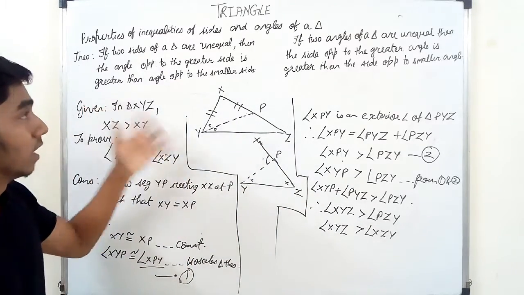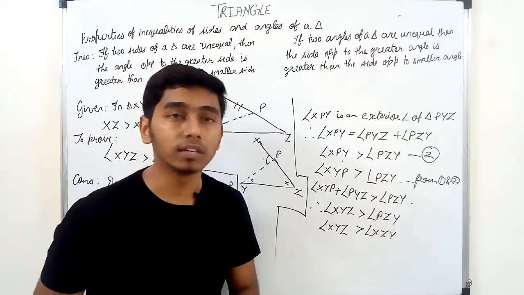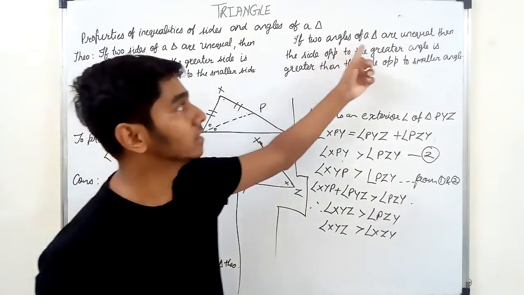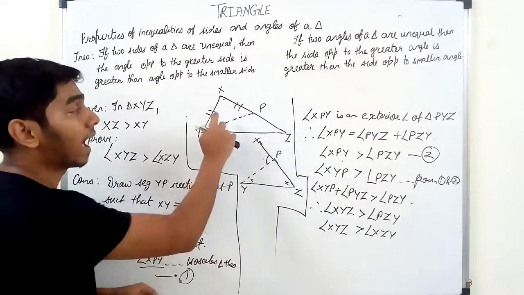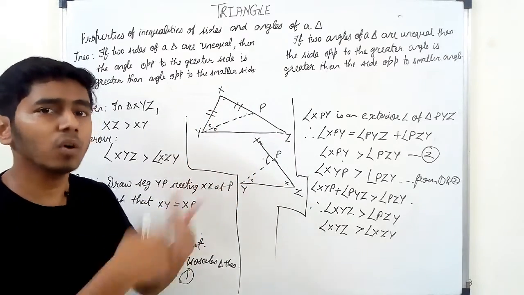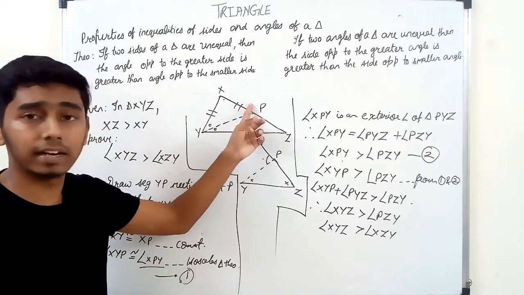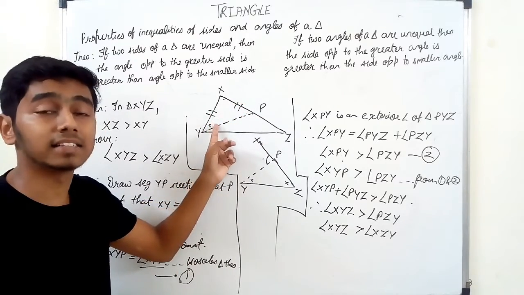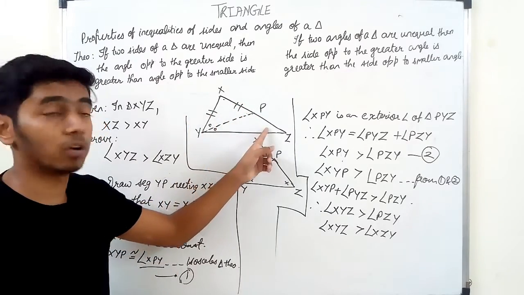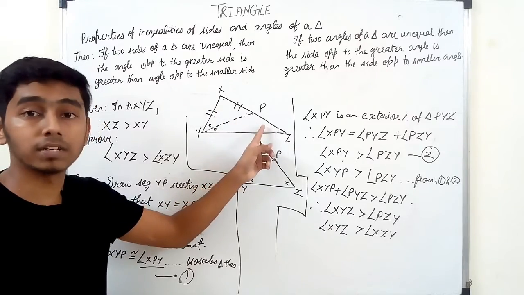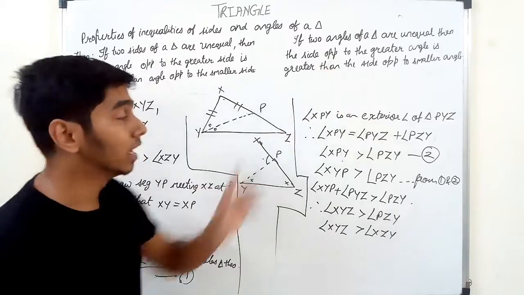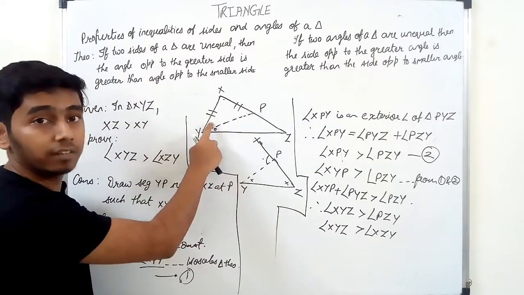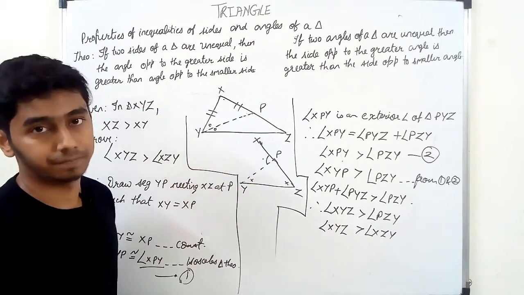Now there is a converse of this, which says that if two angles of a triangle are unequal, then the sides... Here, considering the side, we proved that the angles are greater or smaller. If the side is greater, then the opposite angle is greater, and if the side is smaller, the opposite angle will be smaller. But in this converse, the angle is greater, and we have to prove that the side is greater.